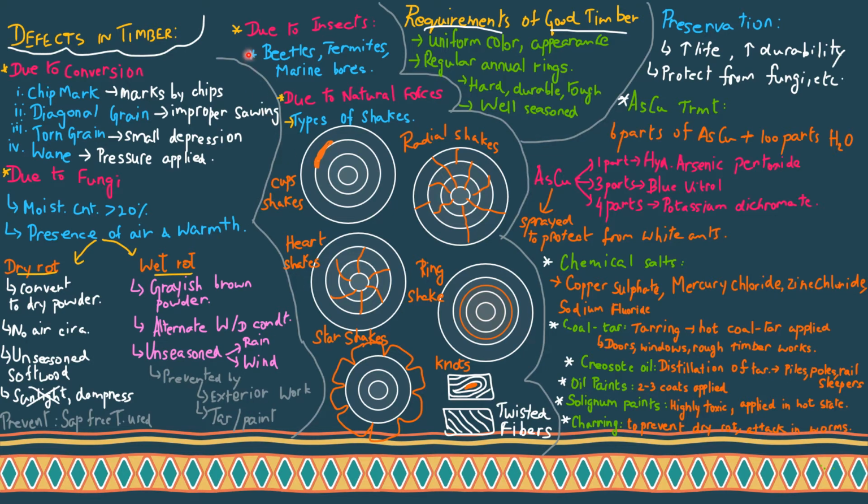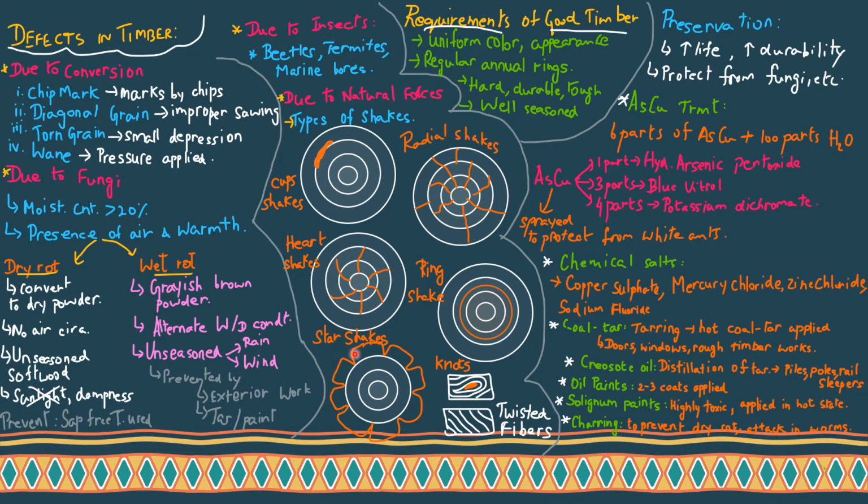And next is due to insects attack. That may be due to beetles, termites, marine borers, etc. And due to natural forces, types of shakes. So there are different types of shakes. The first is cup shakes. So this impression is nothing but the cup shake. Next is heart shake. This is the heart shake, like in the form of a ring.